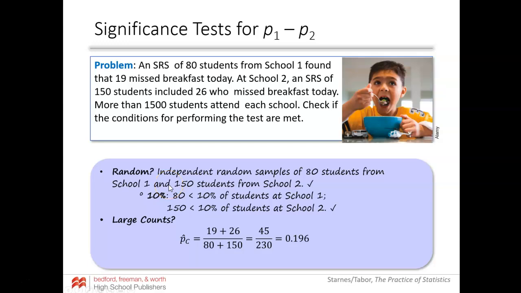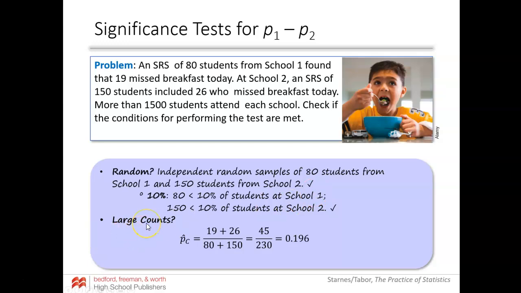Now, this is not being done with replacement, sorry, without replacement. So that means we do have to check the 10% condition. They did tell us that there's more than 1,500 students at each school. So 80 times 10 is 800, so that's good. And this is 1,500, so we have less than 10% of the students being sampled from each school individually. So we've met the random condition.